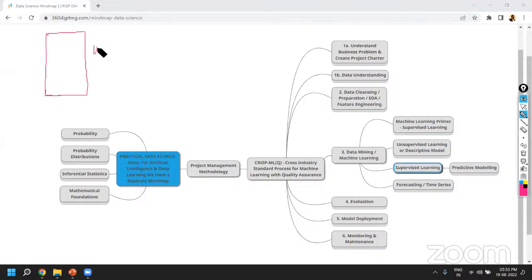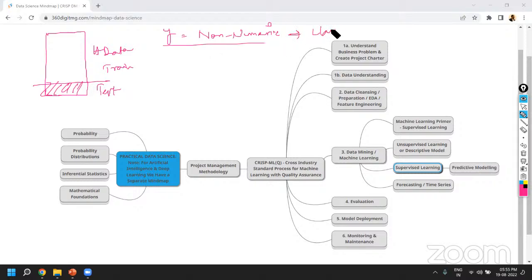If I have the same historical data, the process remains the same. We are hiding some data. We call this test. We call the remaining data train. But in this specific case, if I try to predict a non-numeric value, then we call this a classifier model, classification technique, or classifiers.